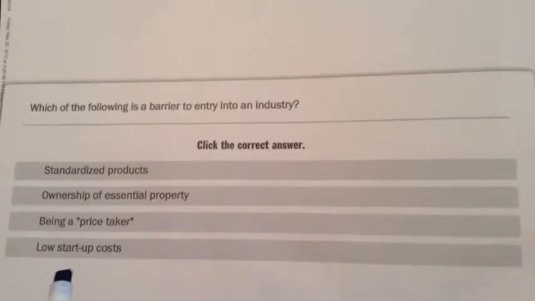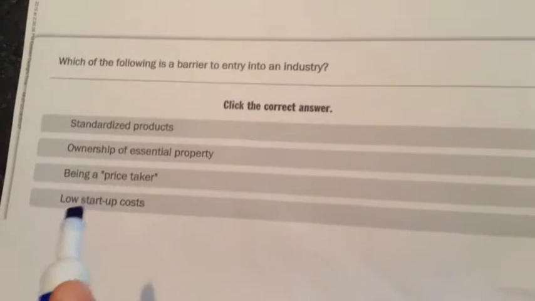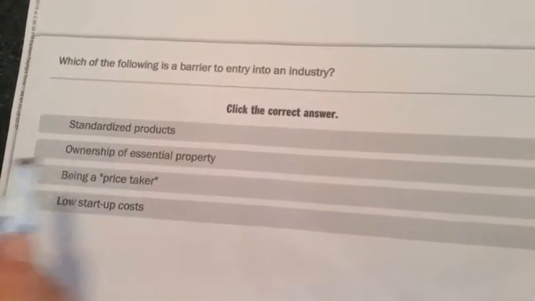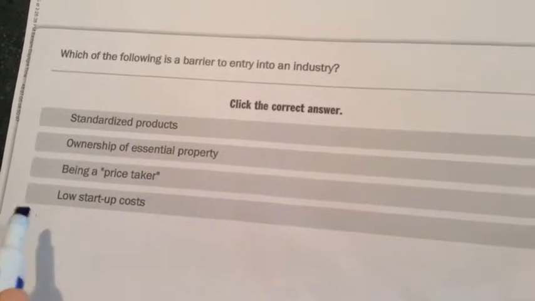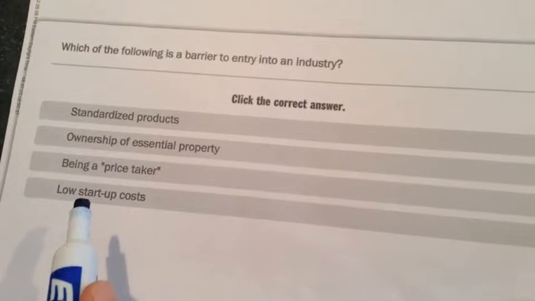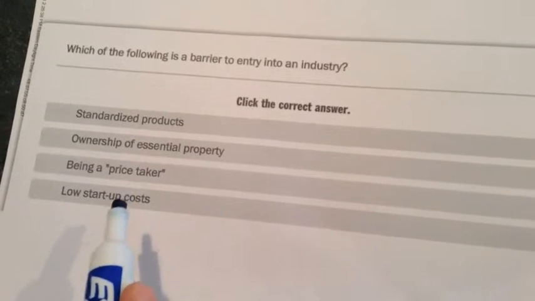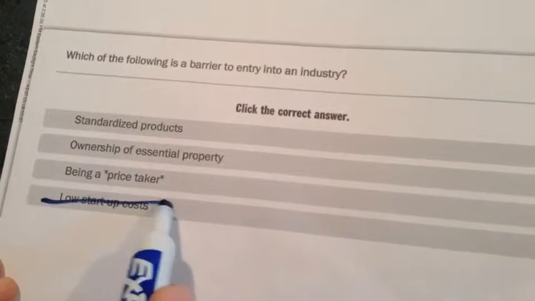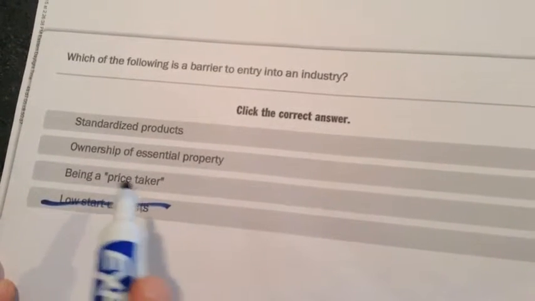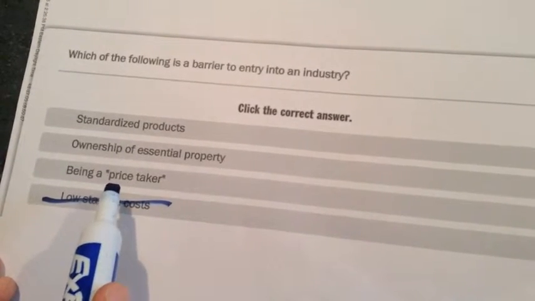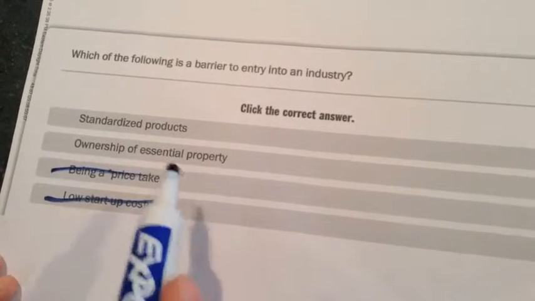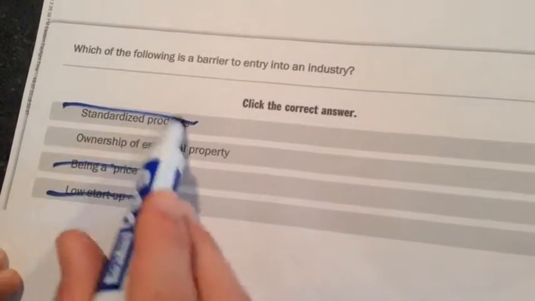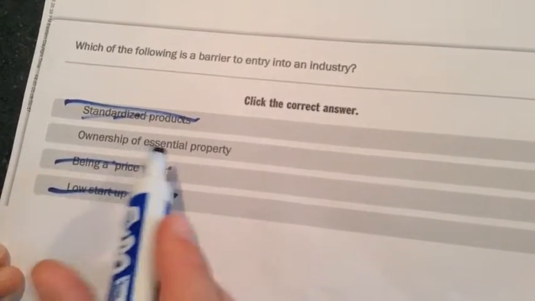Okay, which of the following is a barrier to entry into an industry? Okay, let's go down the list, guys. So, standardized product, ownership of essential property, being a price taker, low startup costs. Okay, so I don't know about you guys, but low startup costs, I've never heard of that before. No, just don't go with it. Being a price taker, no, that doesn't even fit into this question. Standardized products, no. Okay, ownership of essential property.